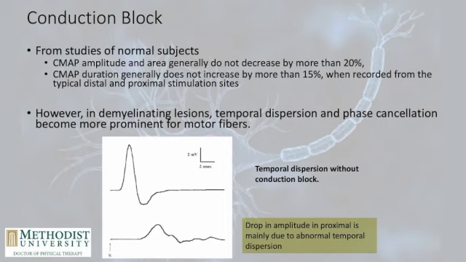From studies in normal subjects, CMAP amplitude and area don't usually decrease by more than about 20%. CMAP duration generally does not increase by more than 15% when recorded from typical distal and proximal stimulation sites. In demyelinating lesions, temporal dispersion and phase cancellation become more prominent for motor fibers. Just be aware that we're going to see more marked changes in motor fibers than we do in sensory fibers.